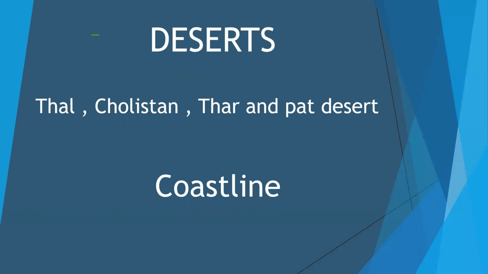Next topic is deserts. Deserts of Pakistan we will discuss here. A short question overall can be asked: write a short note on the deserts of Pakistan. So you will write a complete paragraph from your book. It can be asked, name the deserts of Pakistan: Thal, Cholistan, Haran, and Pad Desert. These are the deserts of Pakistan. You will just write the names of the deserts.